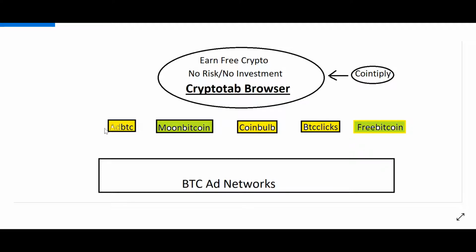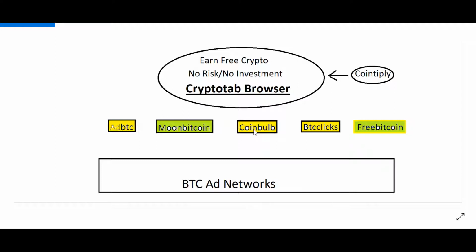That's my whole purpose. AdBTC is a paid-to-click network, but it's also one of the highest paying, meaning you get paid the most for clicking on their ads, as high as 30-40 Satoshi per click I've gotten. Lately I've been getting in the mid-30s, whereas Coinbulb and BTC Clicks only pay you like 5 to 10 Satoshi standard for their clicks. So AdBTC is a huge earner. Then of course there's Moon Bitcoin, which is just a faucet. This is the order that I focus on: CryptoTab browser, Cointiply, AdBTC, Moon Bitcoin. Coinbulb I use as an advertiser.